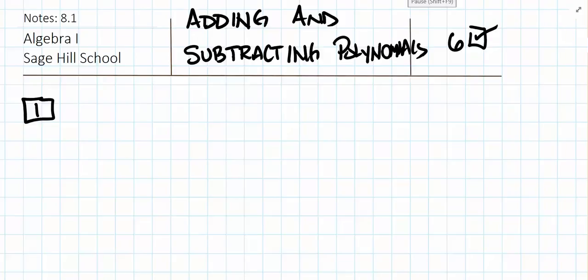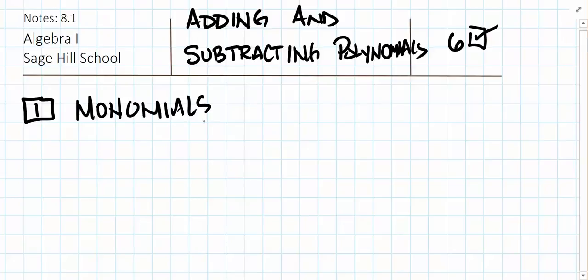Okay, so we're going to begin to understand how to add and subtract polynomials. But before we can add and subtract polynomials, we're going to spend some time with some vocab and spend some time with this word, which is a monomial. Okay? So, you've probably seen these before, right? So, monomials are single termed entities.